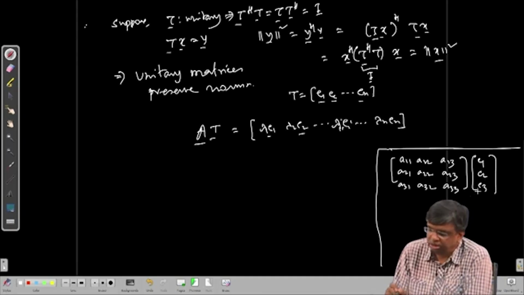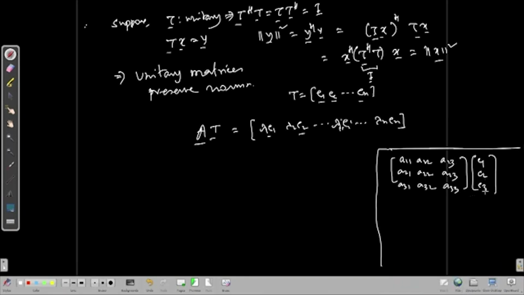We all know how to do it. A11 times C1 plus A12 times C2 plus A13 times C3 will be the first element of the resultant column vector. Then A21 into C1, A22 into C2, A23 into C3, summation will be the second element, and A31 C1 plus A32 C2 plus A33 C3, summation will be the third element.